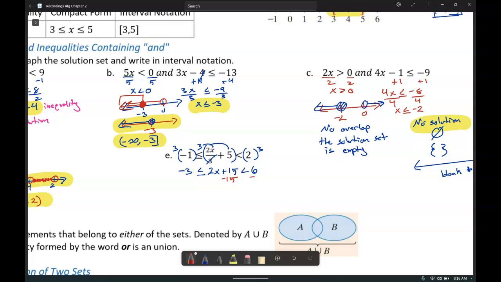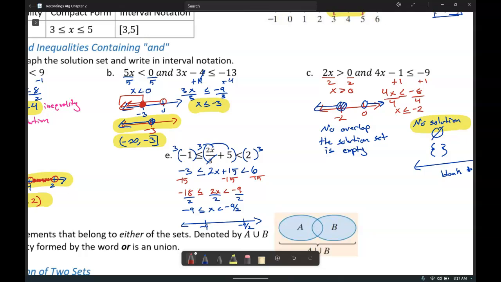Use our same steps as before to isolate our x. So we get negative 18 is less than or equal to 2x, which is less than negative 9. Divide everything by 2. Negative 9 is less than or equal to x, which is less than negative 9 halves. You could also write that as negative 4.5. Either one is fine. We can look at our graph and say, okay, well, the only values we need are negative 9 and negative 9.5. Or I should say negative 9 halves.